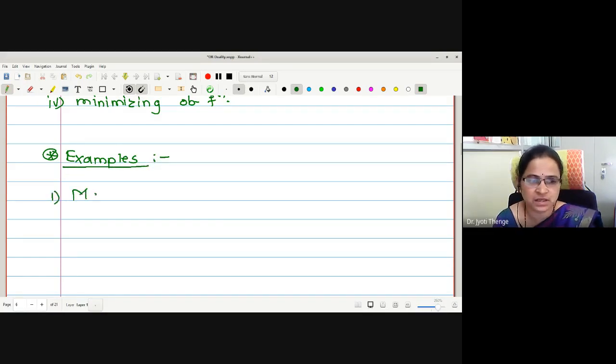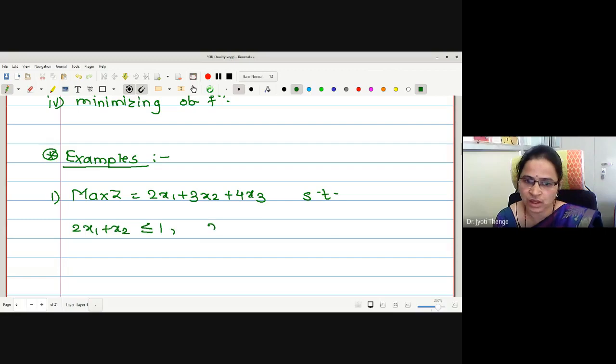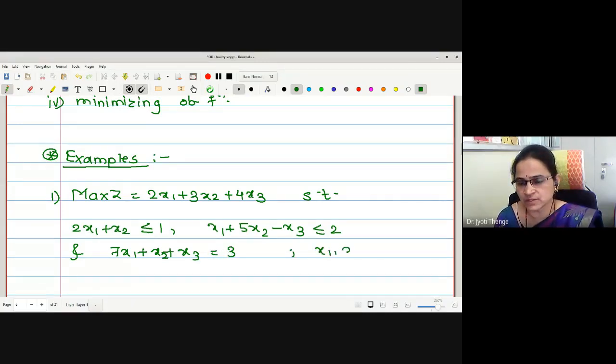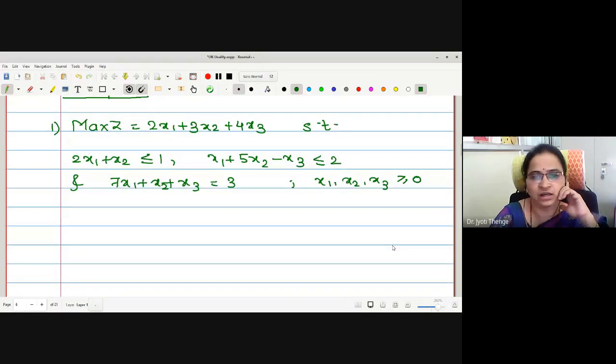The first example I'll consider is: maximize z equal to 2x1 plus 3x2 plus 4x3 subject to the constraints 2x1 plus x2 less than or equal to 1, x1 plus 5x2 minus x3 less than or equal to 2, and the last one I will write as 7x1 plus x2 plus x3 equal to 3, and all the variables x1, x2, x3 are greater than or equal to 0. Therefore, the problem is of 3 variables and 3 constraints.